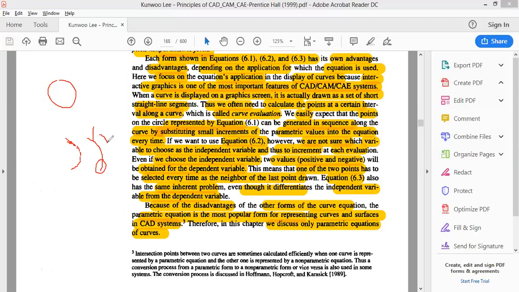So smaller segments of lines, each segment of line to be connected with one another, right? So those two things will also come into picture. So that is what is explained in this particular graph. So we need to often calculate the points on certain intervals along the curve, which is called the curve equation, right? And this has to be represented.